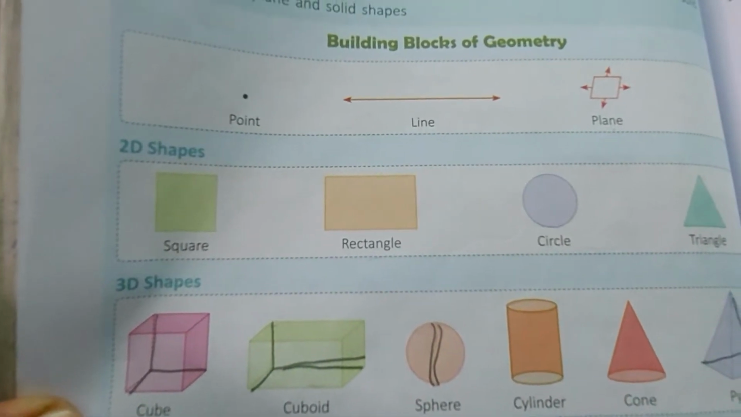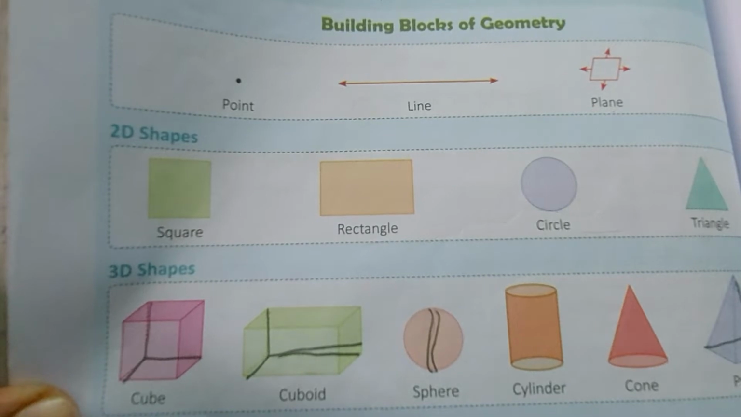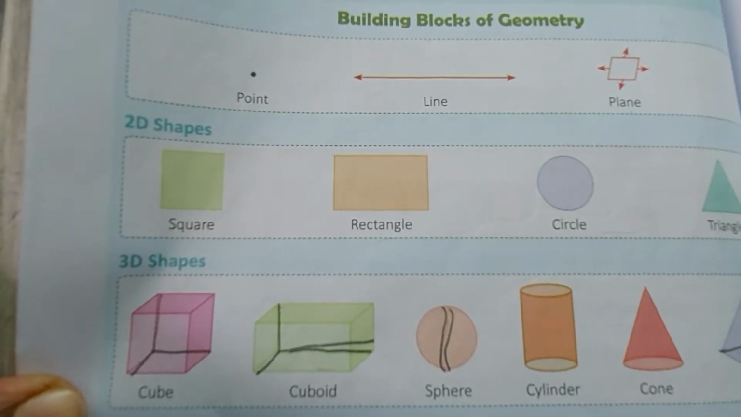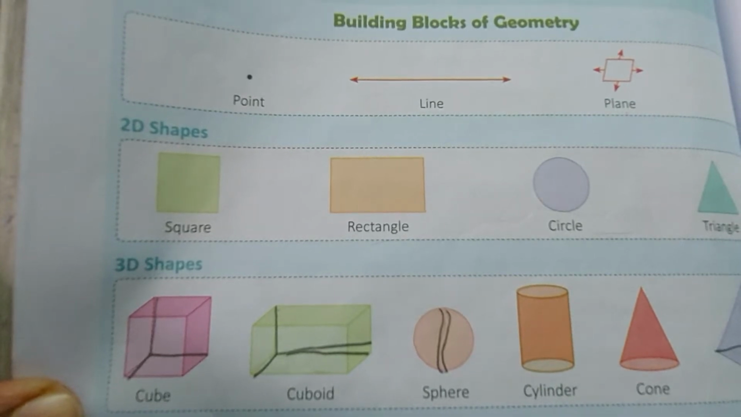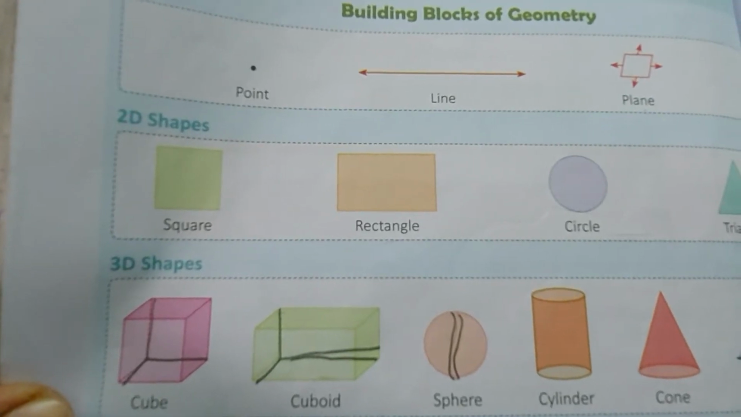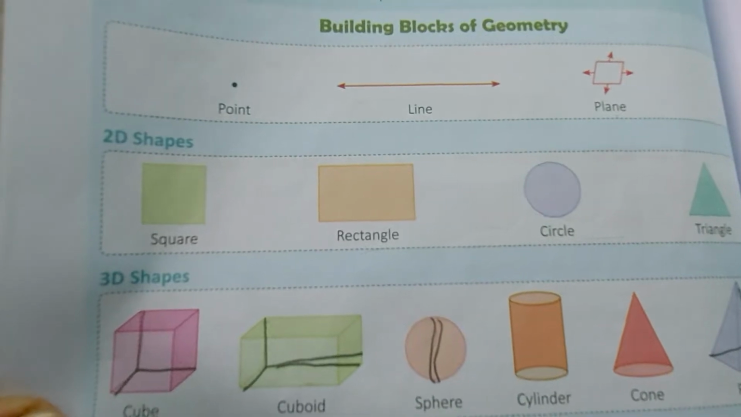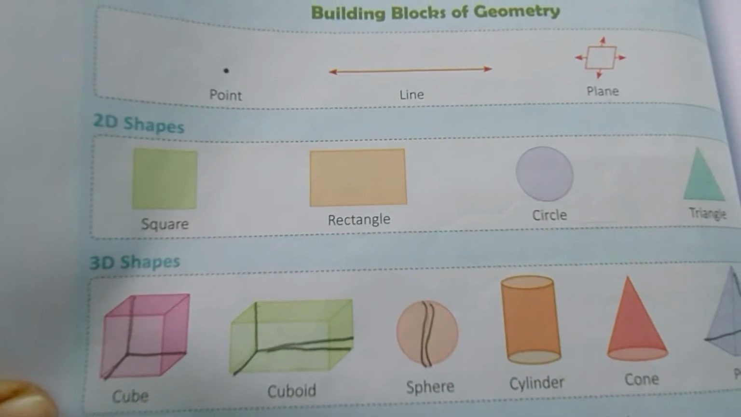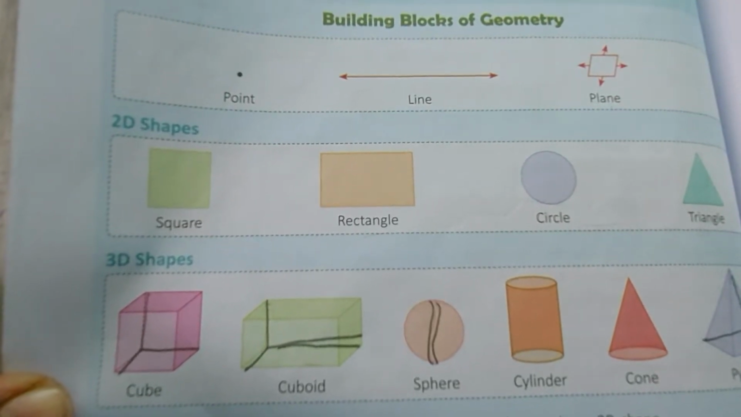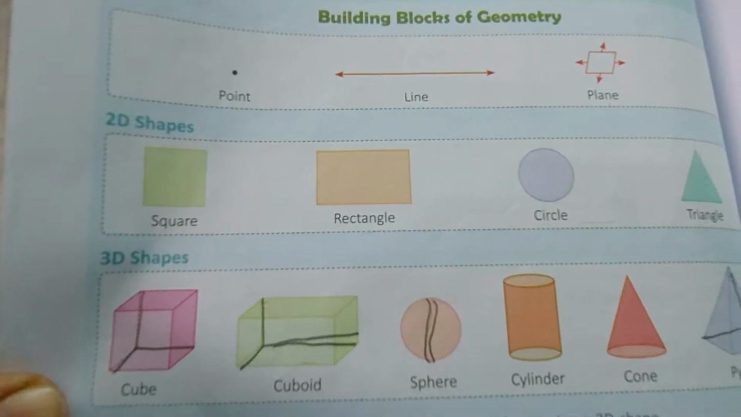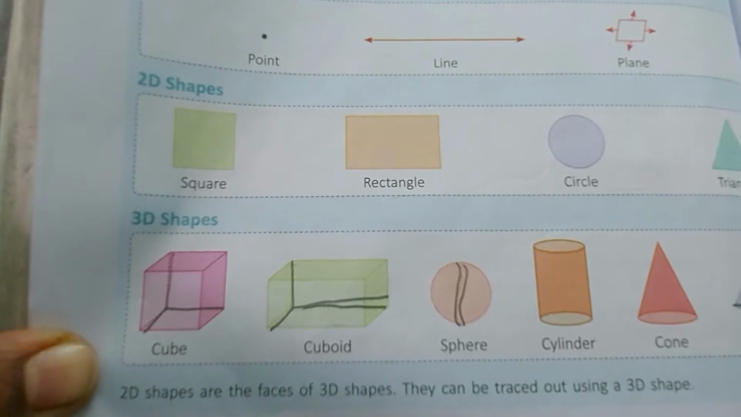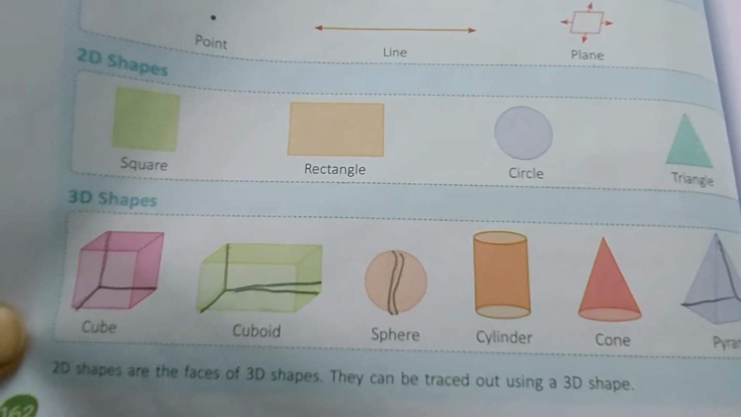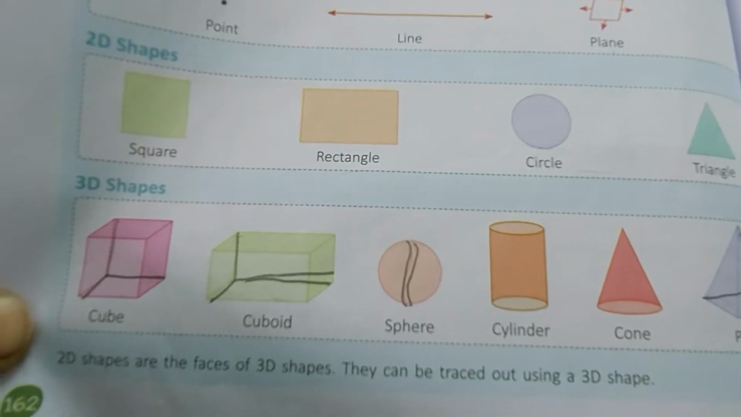Hello everyone. Today I have come with a video of basic geometry. The basic building blocks of geometry are a point, a line, a plane. And in the 2D shapes we have square, rectangle, circle, triangle. In 3D shapes we have cube, cuboid, sphere, cylinder, cone, pyramid.